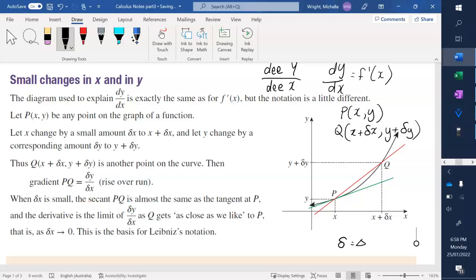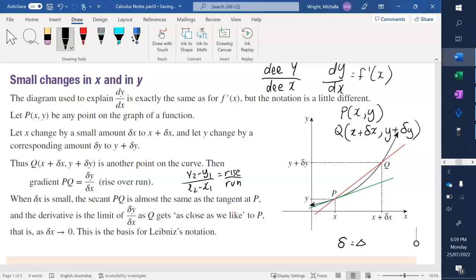Now, previously we'd worked out with our first principles what the gradient of PQ was. So for the gradient of our secant PQ, we used our rise over run, and we used that notation of y2 minus y1 over x2 minus x1, which is just our rise over our run again. And that's the gradient of the red line. We want to do that again.